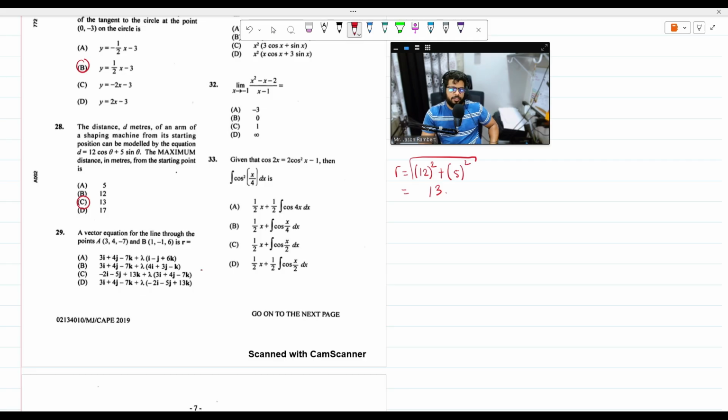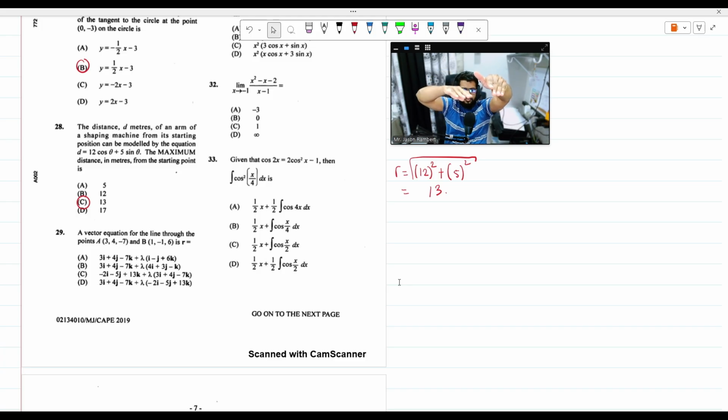A vector equation for the line through the points is... alright, so in this question, we have to check two things. We have to check which point the position vector is going on to. Am I going to point A or am I going to point B? So let's check the first piece. 3, 4, minus 7. That one is going to A first.